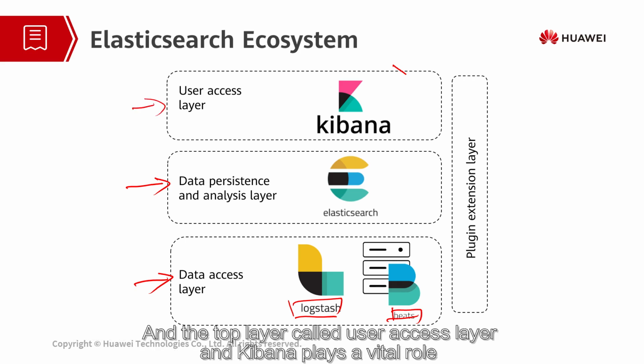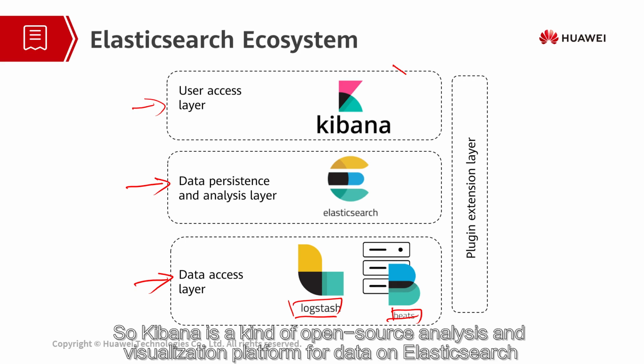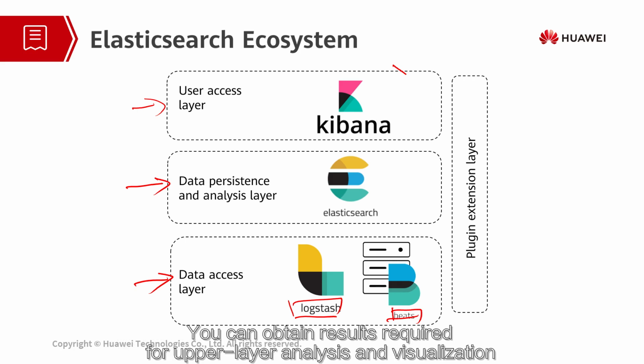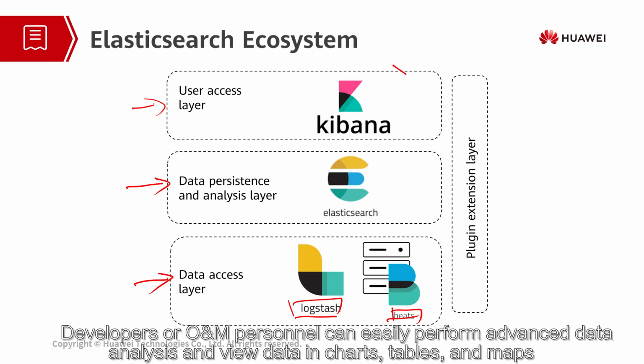And the top layer is called the user access layer, and Kibana plays a vital role. So Kibana is a kind of open source analysis and visualization platform for data on Elasticsearch. You can obtain results required for upper layer analysis and visualization. Developers or O&M personnel can easily perform advanced data analysis and view data in charts, tables, and maps.